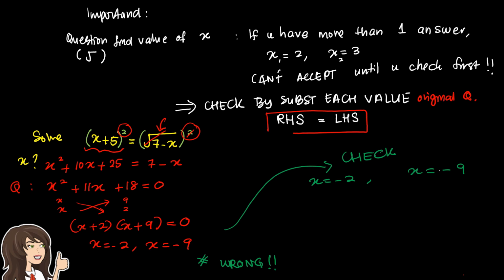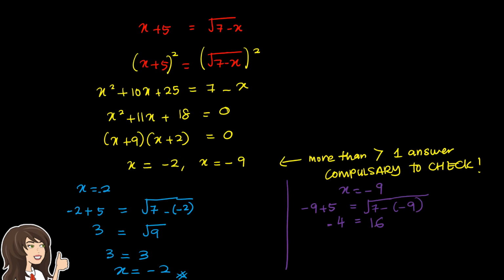Okay, let's check the values. Before that, I need to copy back all the calculation. Let's remind ourselves: this is the original equation. You have a surd, so you need to multiply both sides with square for us to cancel the surd on the right hand side. For the left hand side, you just need to expand like usual. You will get a quadratic and then you factor. You get the two values here. When you have more than one answer for a surd equation, it is compulsory for you to check each answer.